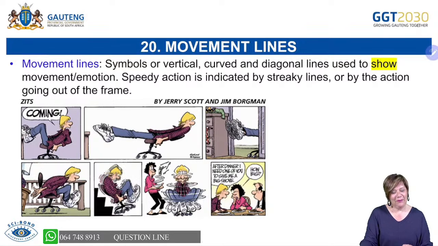Look at frame number 5, where Jeremy is going down the stairs on his chair. Can you see all those little movement lines? That obviously suggests that he's jumping from stair to stair. And look at the second last one. Can you see how fast he's going there in a circle? It's because of all those movement lines. Right. So be on the lookout for them as well.